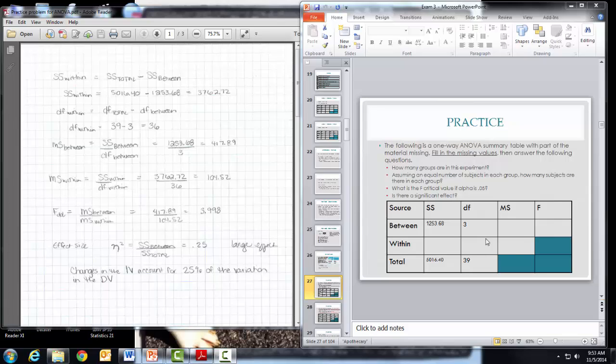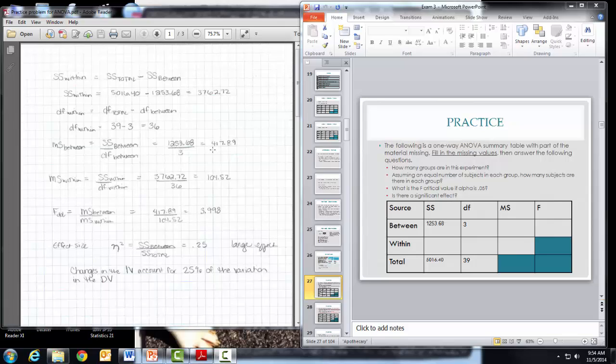Alright, so once we have all of these cells filled in, we know we can figure out our mean squares. Mean squares between is going to be a calculation of between sums of squares divided by between degrees of freedom, and that's going to give the value that goes here in the mean squares between. And so over here on my worksheet you can see I've written out that formula for mean squares between, and now I can just plug in my numbers. I've got the 1253.68 in sums of squares between divided by 3, and that gives me a 417.89. And I'm going to put that in the mean squares between.